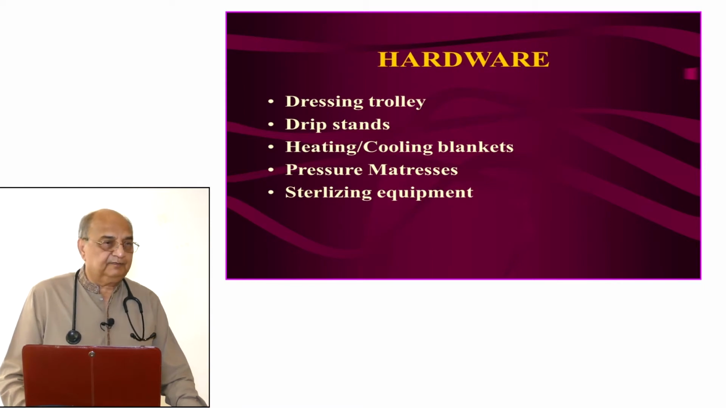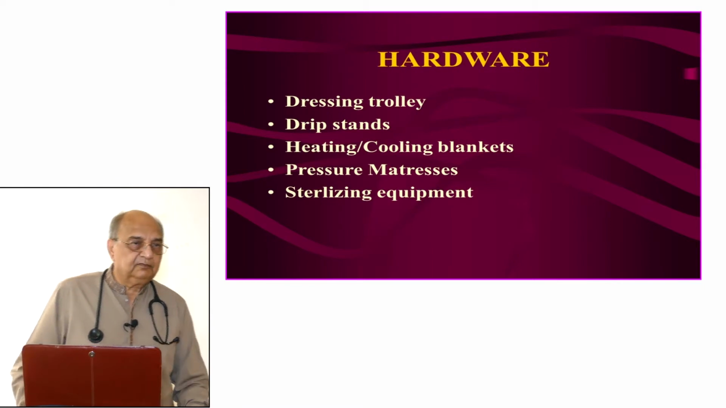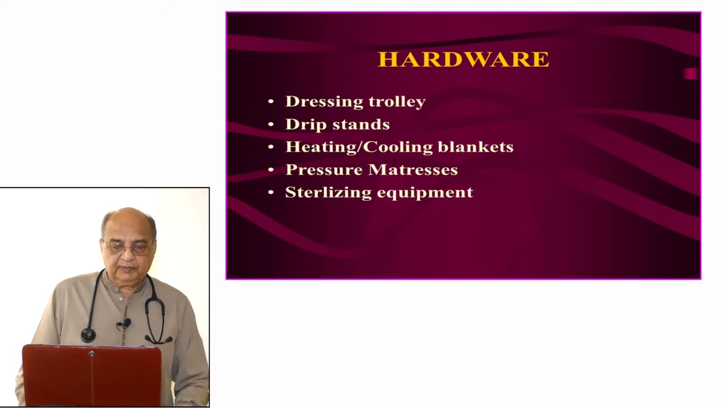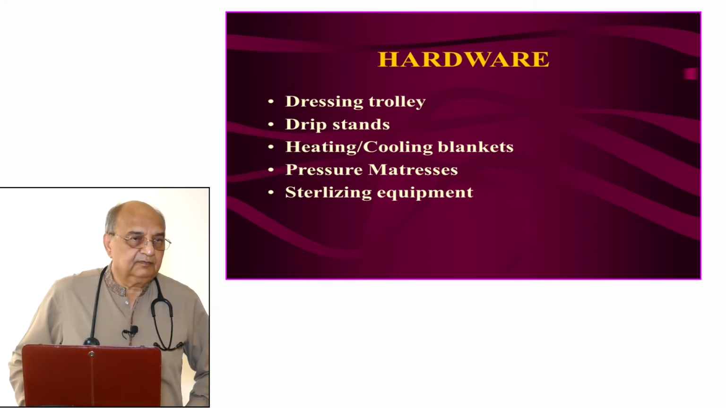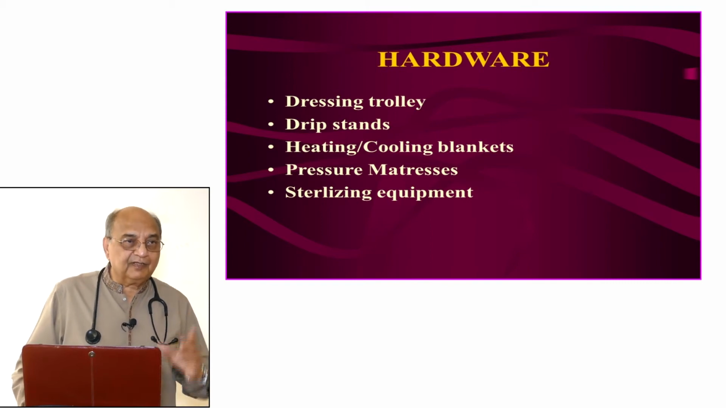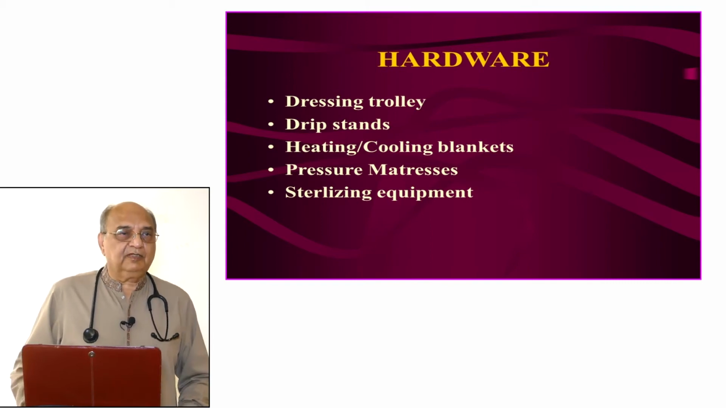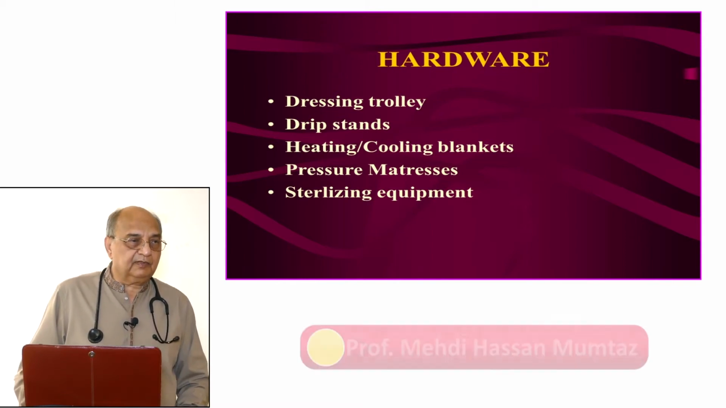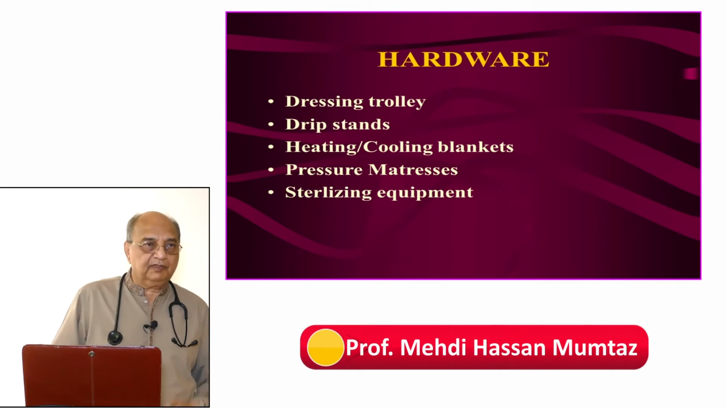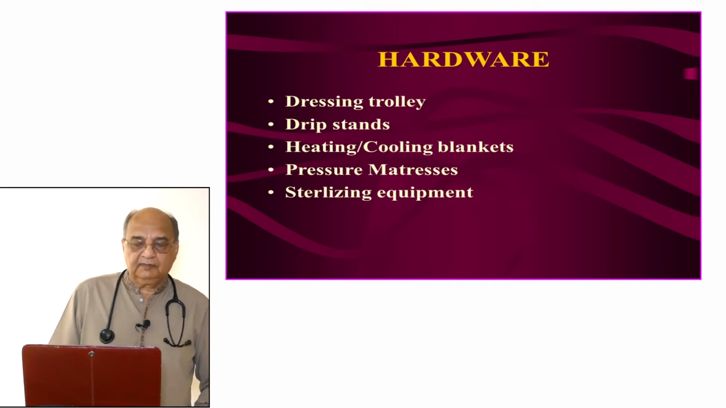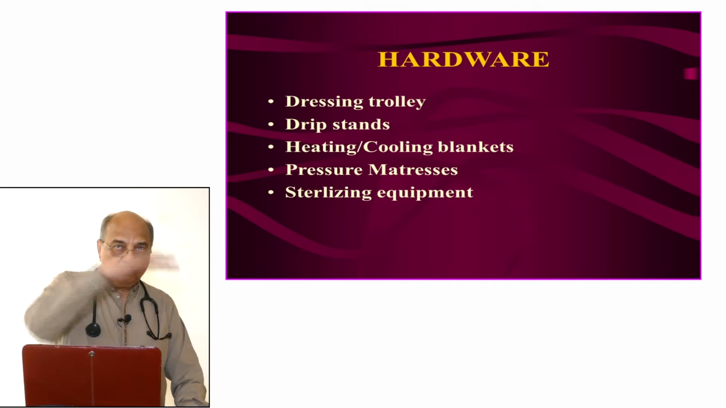Then hardware: you should have dressing trolley, drip stands, heating and cooling blankets, pressure mattresses, sterilizing equipment. Right? So it looks as if I'm mentioning for the whole hospital. It's for the intensive care unit only. Everything should be present there. Nobody should be running around to find it, to bring it from another corner of the hospital. They should be present in the intensive care unit. It means it should be so big. I wish I could make the whole floor like this.